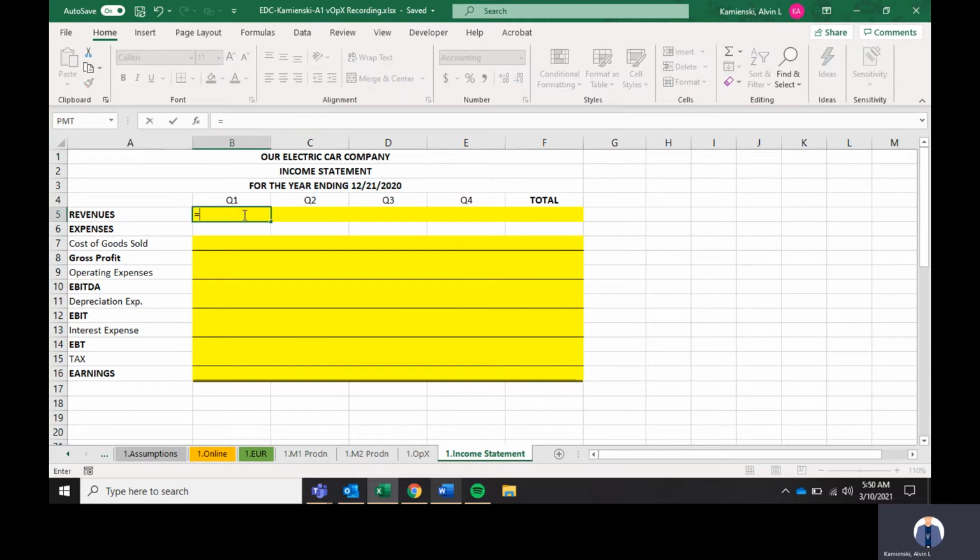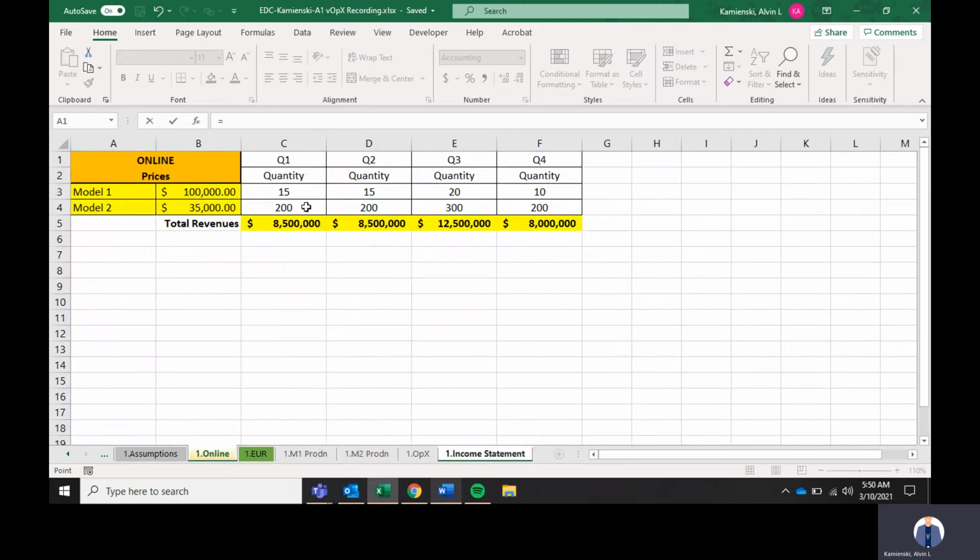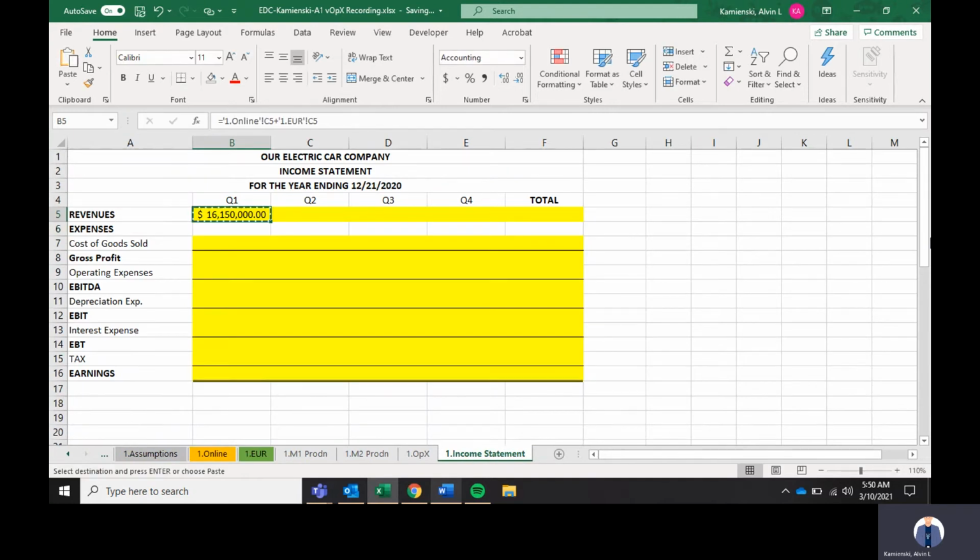So revenues for Q1 are going to be equal to the 8.5 million that we get in Q1 from online, plus the 7.6 million that we get in Europe. Put those together. Because I made my spreadsheet so lovely, I should be able to copy and paste across. And when I check down here, and we said before, keep a number in mind, it should be around 70 million, and it is, so I'm happy there.